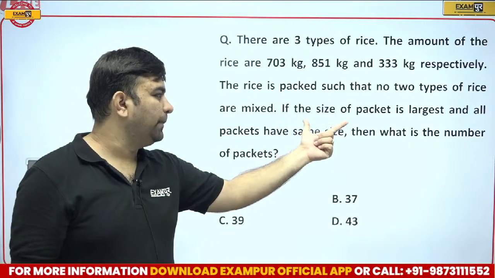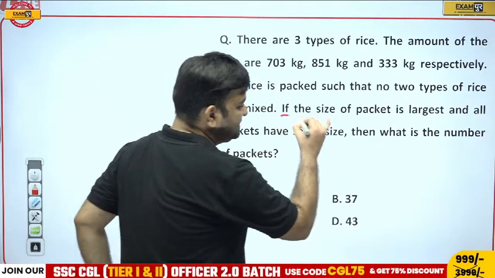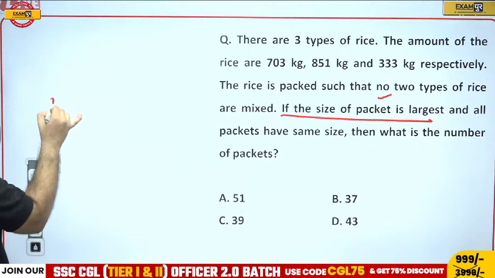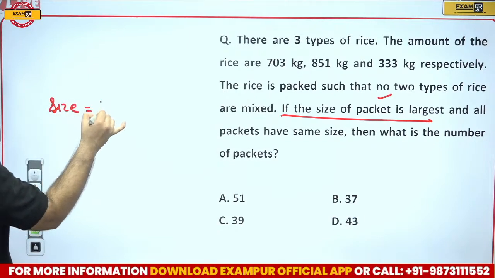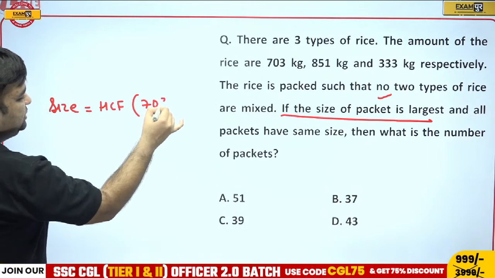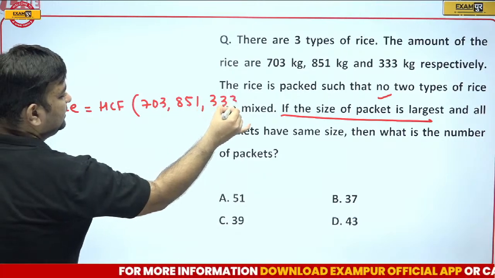If the size of the packet is the largest, that size should be the HCF, the highest common factor, of 703, 851 and 333.